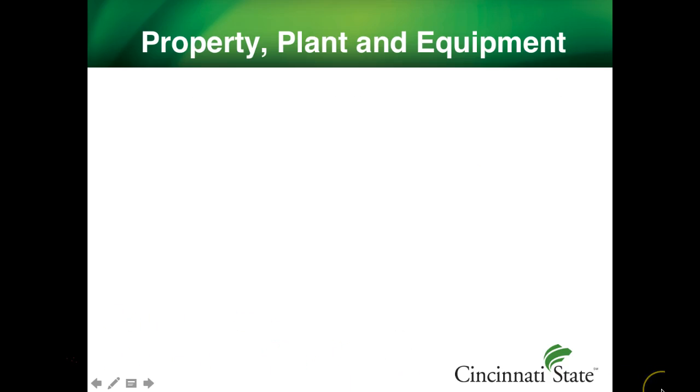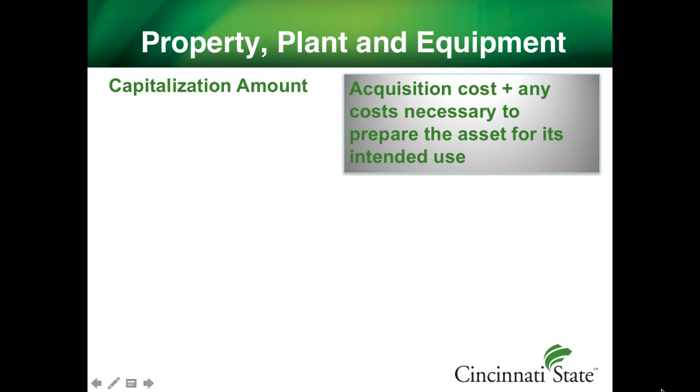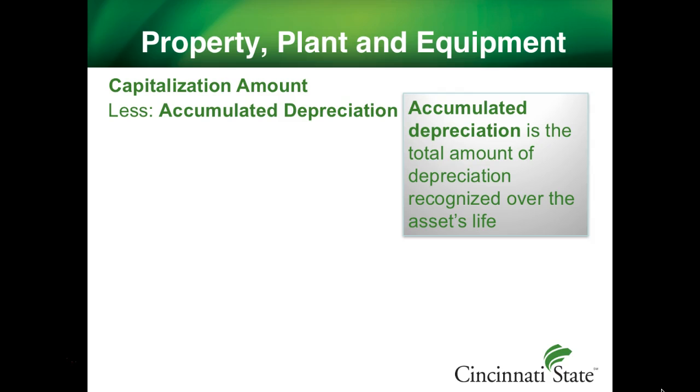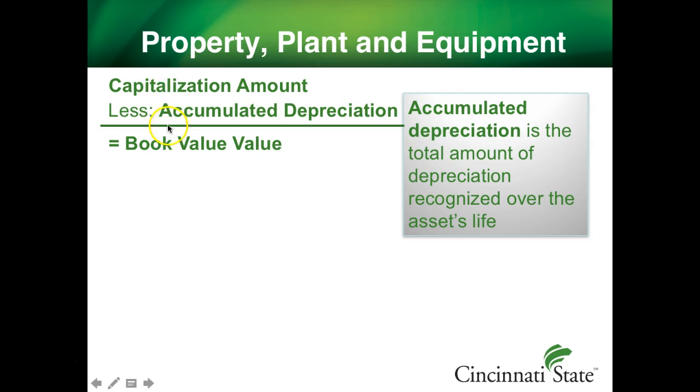The balance sheet presentation of property, plant, and equipment includes acquisition cost, accumulated depreciation, and book value. Accumulated depreciation is the total amount of depreciation recognized over the asset's life. Book value is the acquisition cost less accumulated depreciation and roughly shows what benefit is left for the company to use in the future years.